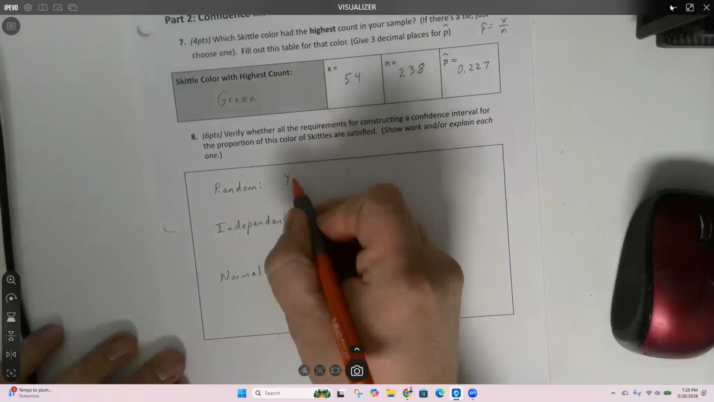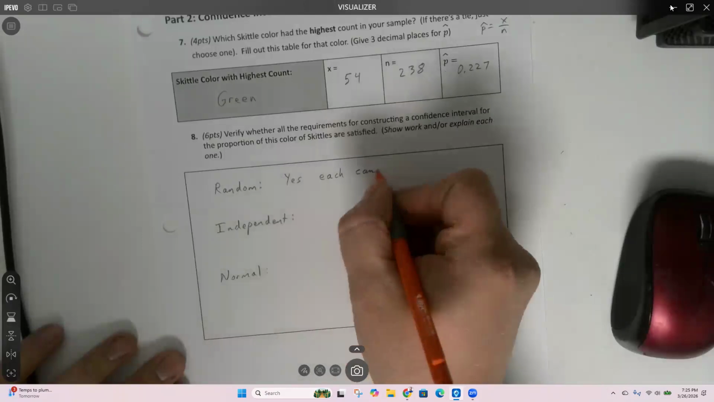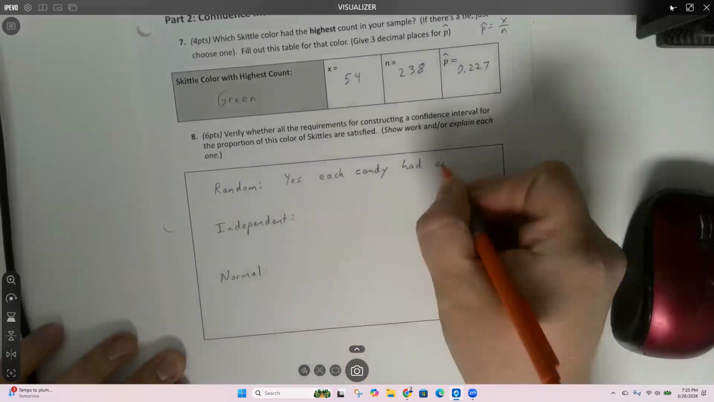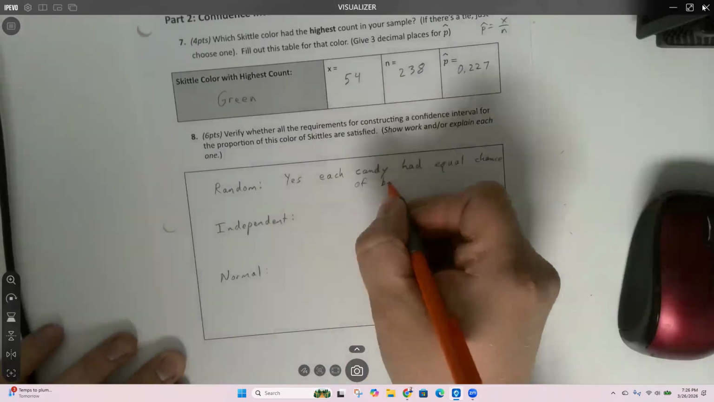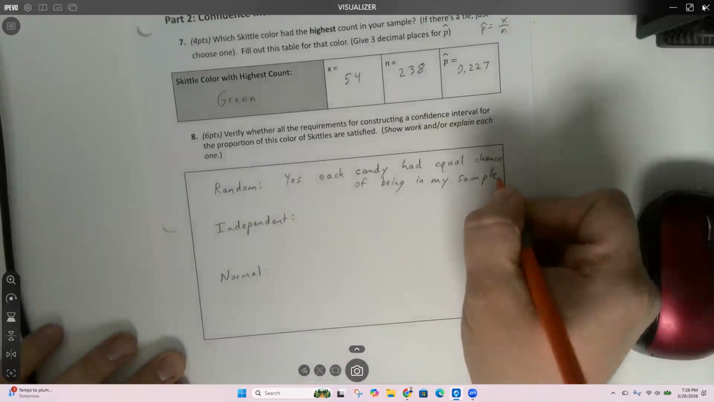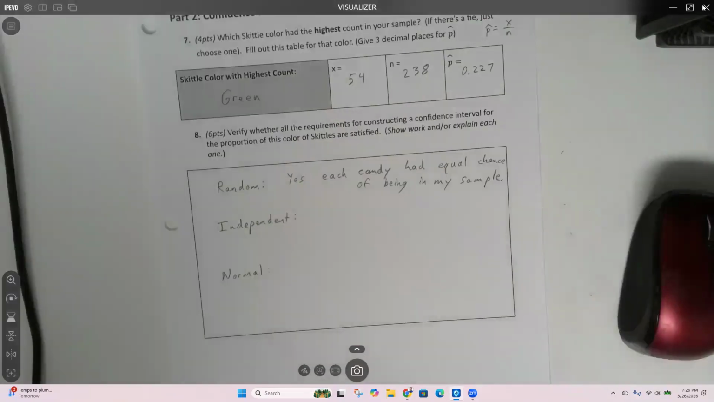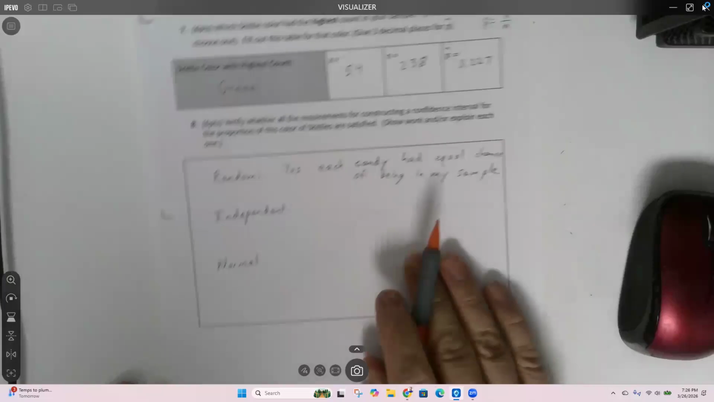So random, yes, each candy or Skittle had equal chance of being in my sample, right? So for M&Ms, like if they had a huge bin of M&Ms, I don't know why you would just pick out all the blues. They'll taste the same. But for Skittles, I would definitely go and not pick any of the yellow ones. But hopefully nobody did that. So you just bought a random bag at the store at Target or whatever.